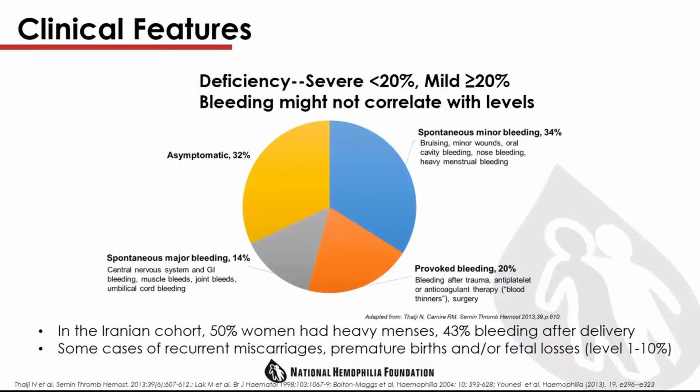In the Iranian cohort, 50% of the women had heavy menstrual cycles, 43% had bleeding after delivery. In women, if the levels are between 1 to 10%, then they could suffer from recurrent miscarriages, premature births, and fetal losses. It is important to remember that most of the severe patients present with bleeding symptoms. The patients who have mild, low levels will usually present at the time of family screening, or if they are worked up for a pre-op screening process with labs. Otherwise, they might go undiagnosed for a long time in their life.